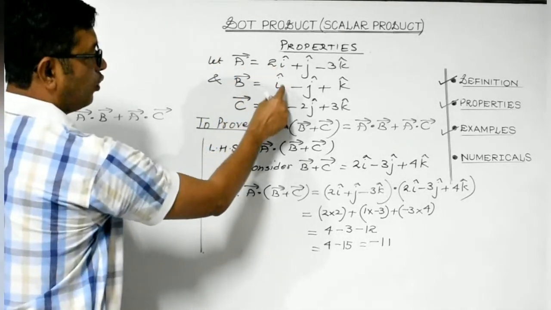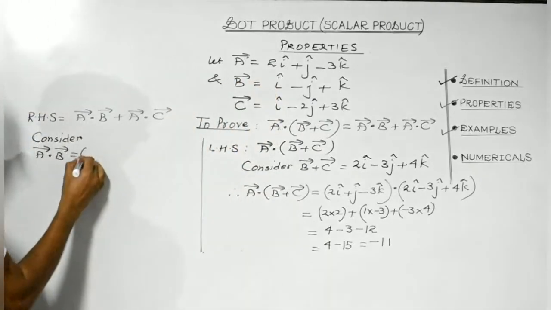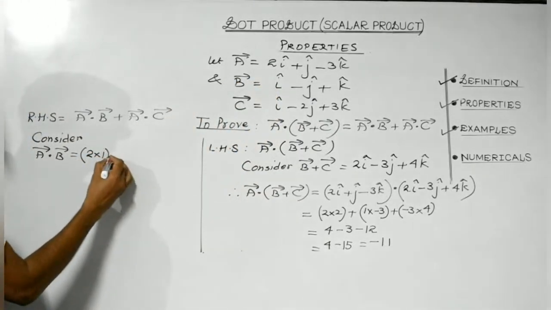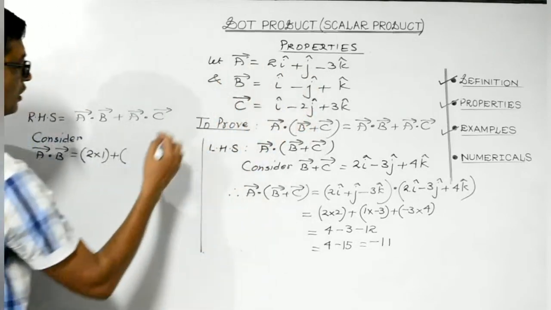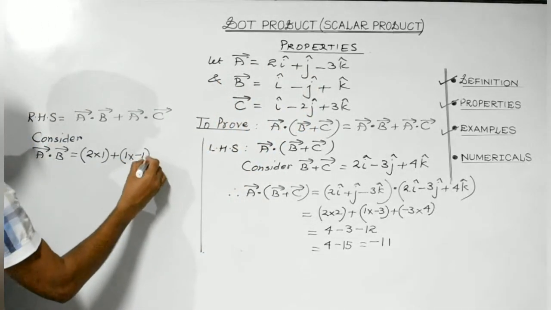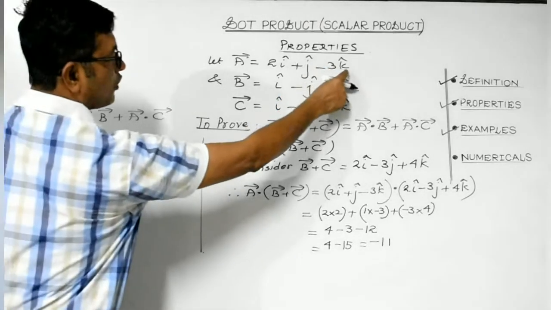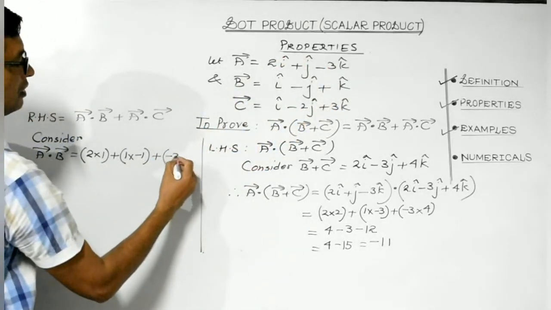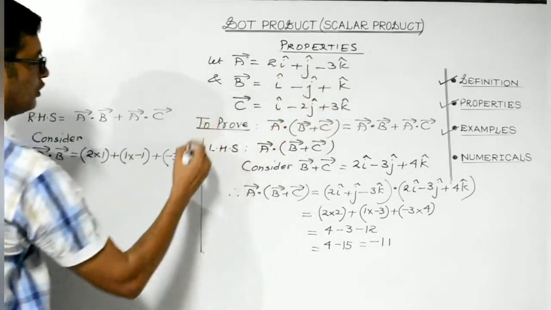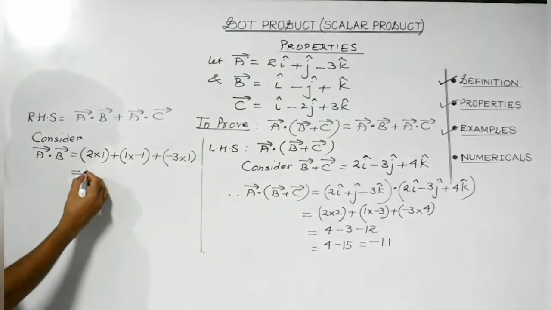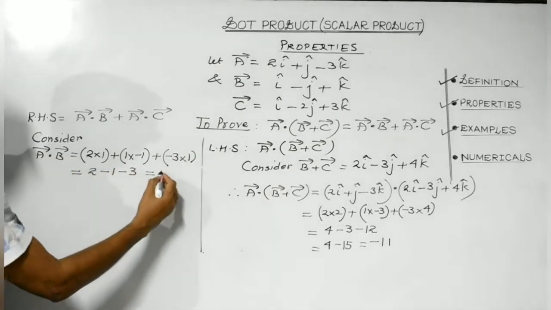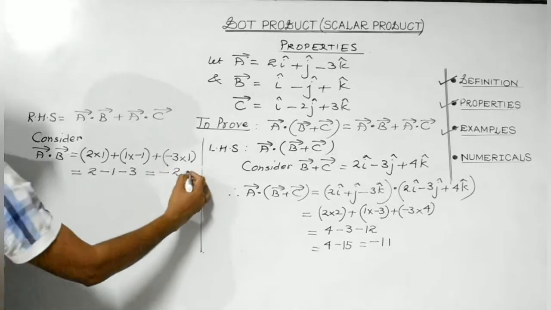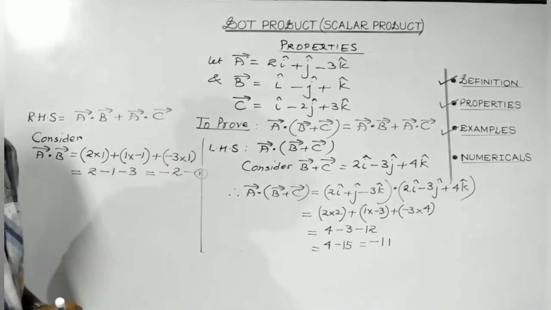A dot B, we are dealing with these two vectors, right? Coefficient of i is 2, over here coefficient of i is 1. So it will be 2 into 1, plus coefficient of j over here is 1 and over here it's minus 1. So it will be 1 into minus 1, plus coefficient of k is minus 3 and here the coefficient of k is 1. So let's evaluate it. 2 minus 1 minus 3. So it will give us minus 2. Clear? Put this as equation number 1.